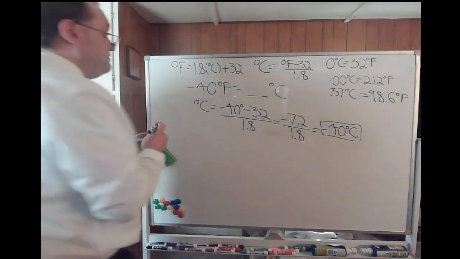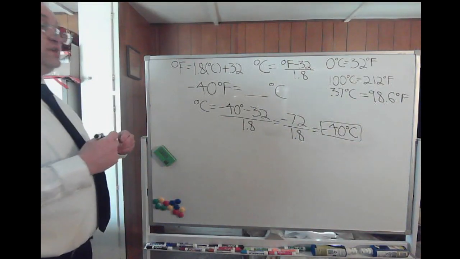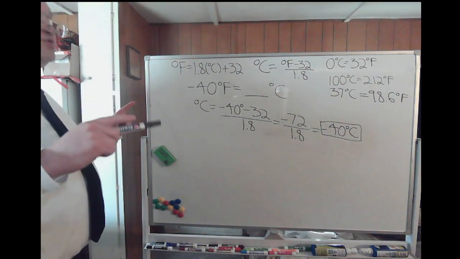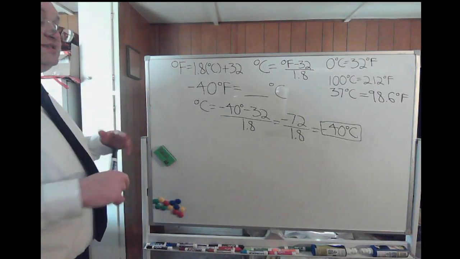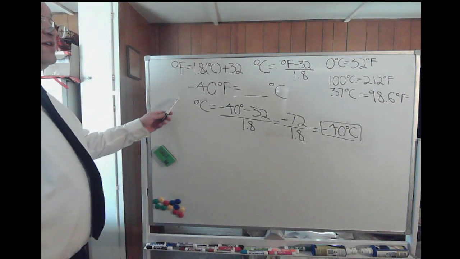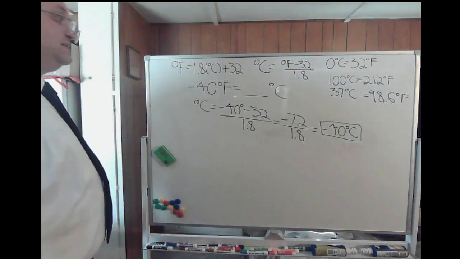So when it's negative 40 Fahrenheit, it's also negative 40 Celsius. This is the only temperature between the two where they meet and are the exact same in both units. When it's negative 40 Fahrenheit, it's negative 40 Celsius.